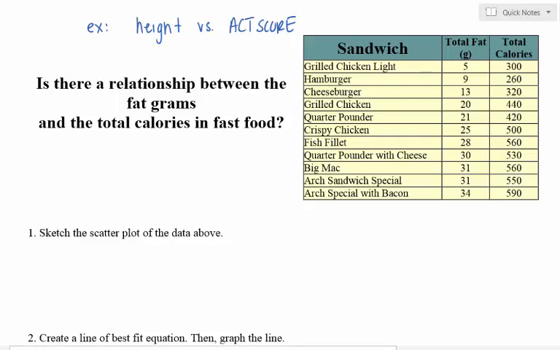So is there a relationship between the fat grams and the total calories in fast food? Good question. You do a study and try to figure out if all this data correlates. So the first question says to sketch the scatter plot of the data.